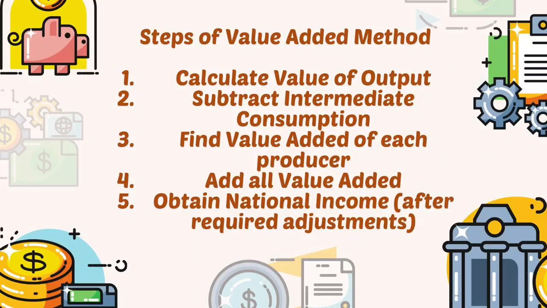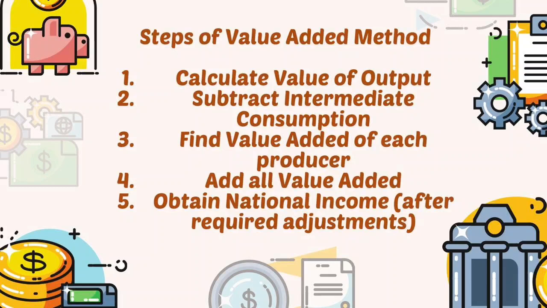Now students often ask me, how do I solve a value added method numerical in the board examination? The answer is simple. Follow these 5 steps every time. Step 1. Find the value of output of each producer. This is the total value of goods or services sold. Step 2. Find the intermediate consumption. These are the raw materials and other inputs used in production.